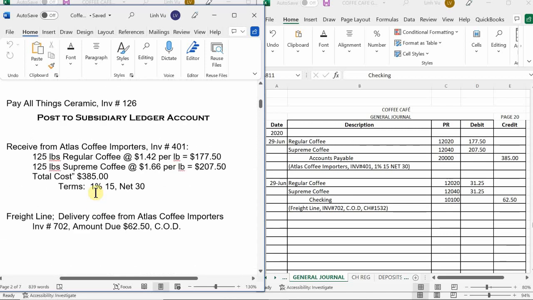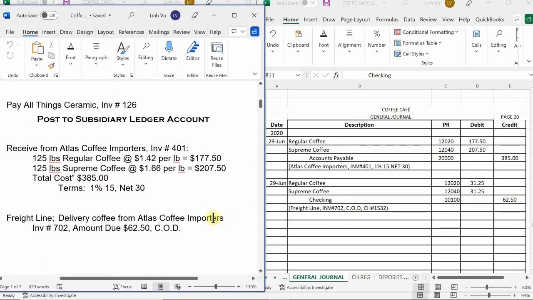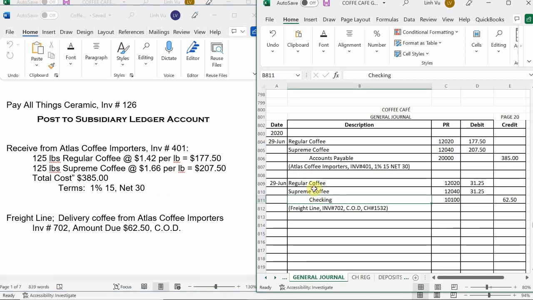All right, so welcome back to Coffee Cafe. The last thing that we entered in here was that we received the coffee. So we've already done the journal, ledger, and posted to the inventory.